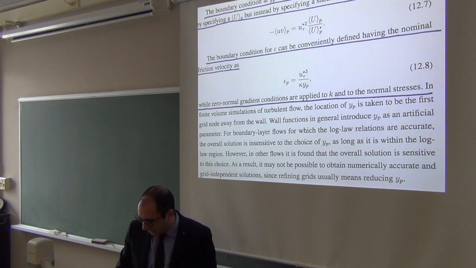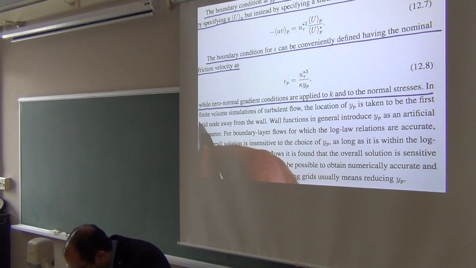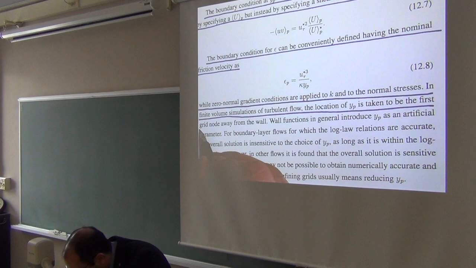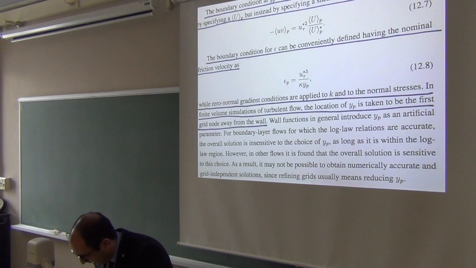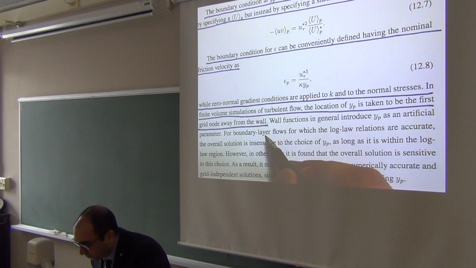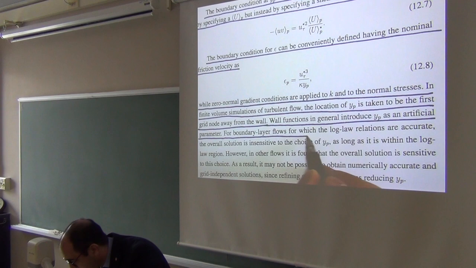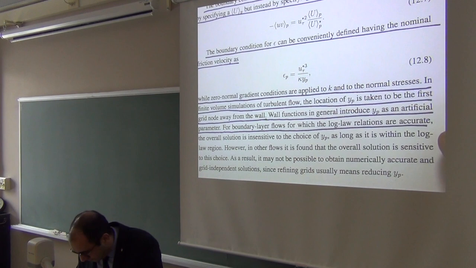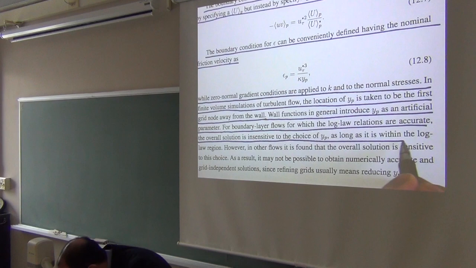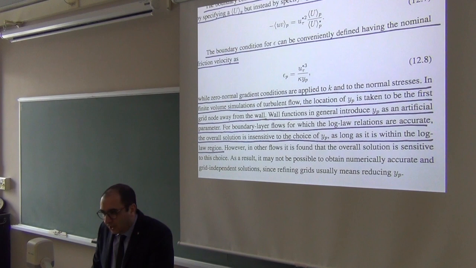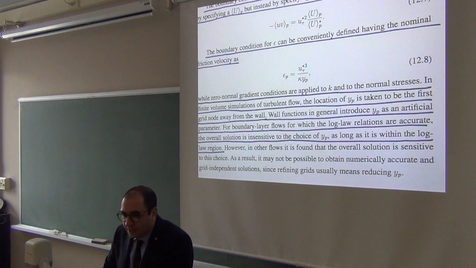In finite volume simulations, the location of YP is taken to be the first grid node away from the wall. Like OpenFOAM, Fluent, Star-CCM+, most of them are finite volume solvers. Wall functions in general introduce YP as an artificial parameter. For boundary layer flows, for which the log law relations are accurate, the overall solution is insensitive to the choice of YP as long as it's within the log law region. It doesn't matter if it's 30, 40, 50, 200, sometimes 1,000, 2,000. It doesn't matter where it is. The answer is pretty good. It's only when you go above a couple of thousand that this problem will start to arise.